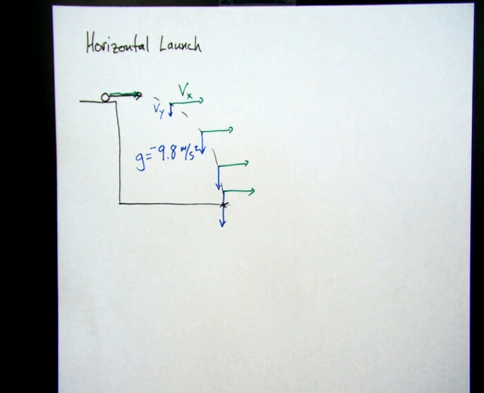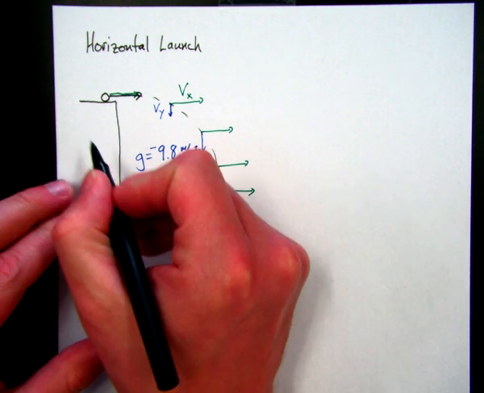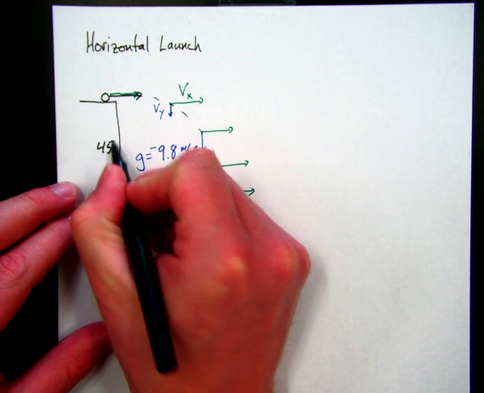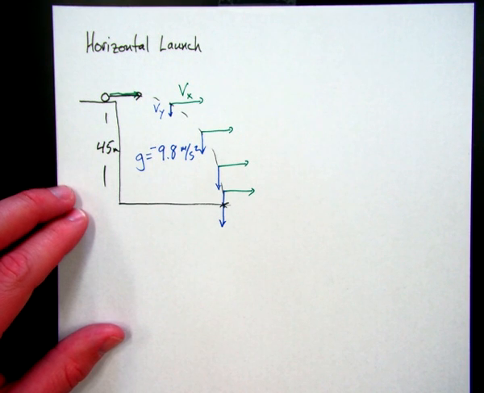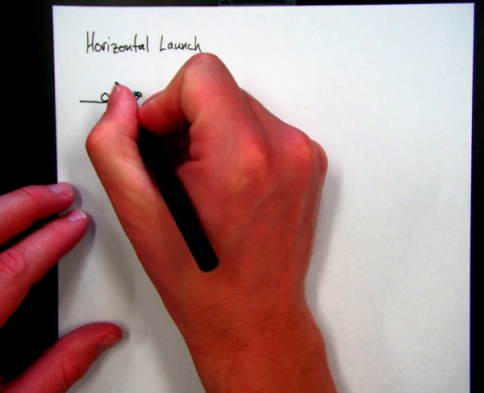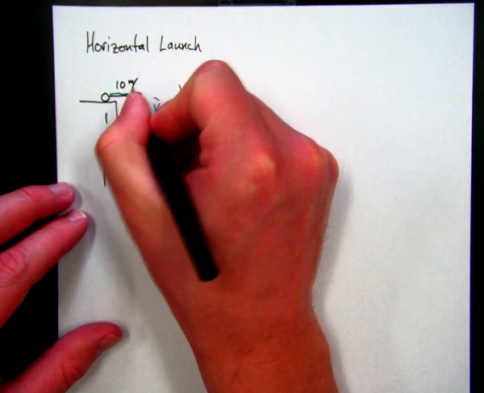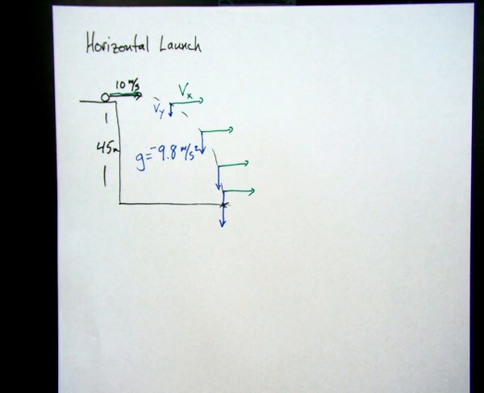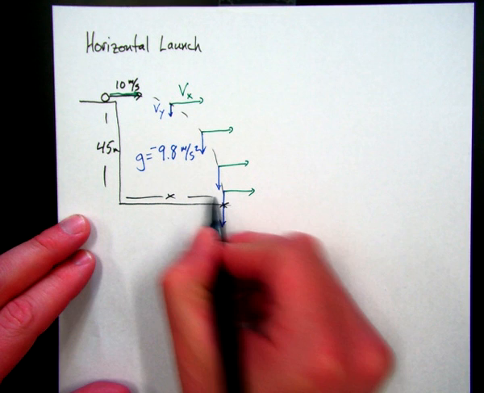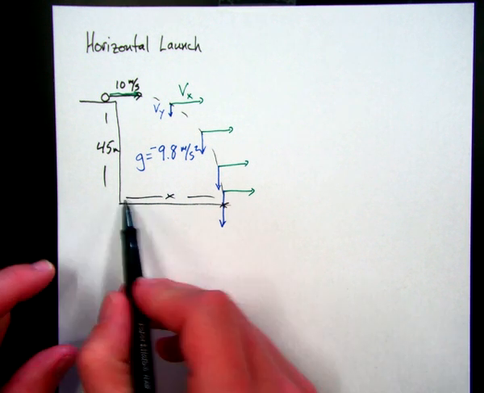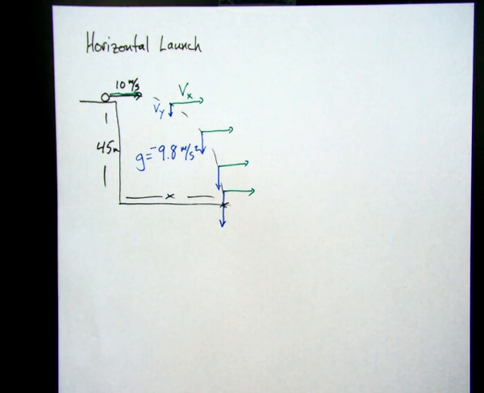Okay? If I want to analyze a situation like this, maybe I'll begin with some initial parameters. Let's say that maybe it's a cliff and it's 45 meters high. And let's say this ball rolls off the cliff with an initial velocity of 10 meters per second. If I would like to find how far it goes, I can call that distance x, how far from the base of the cliff. I can begin by writing out some useful equations.